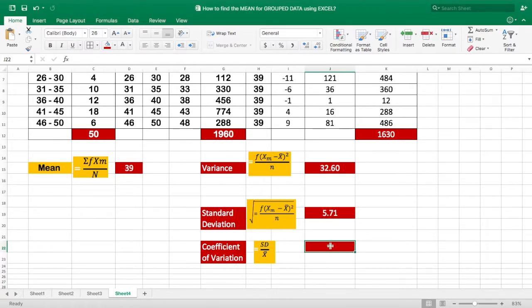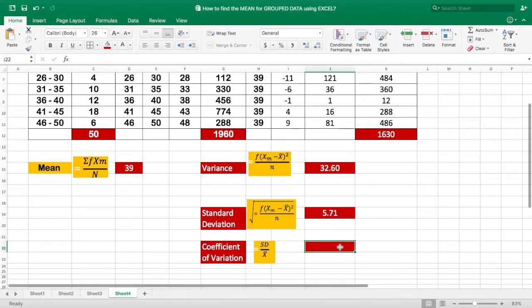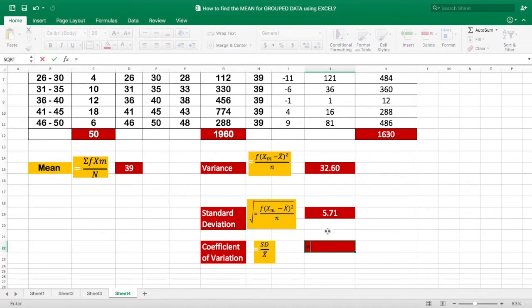And for the last, the coefficient of variation, as you can see, is the standard deviation divided by the mean. So the standard deviation is 5.71 and the mean is 39. So this is equal sign. The numerator is 5.71 divided by the mean, which is 39, and hit enter. So we have 0.14 and so on.